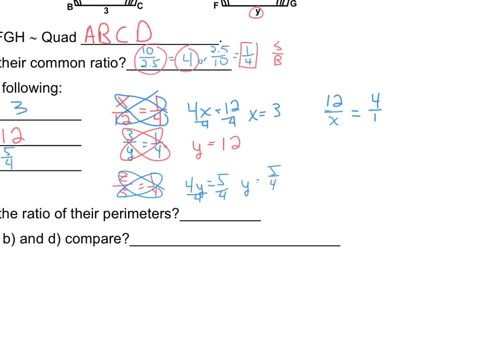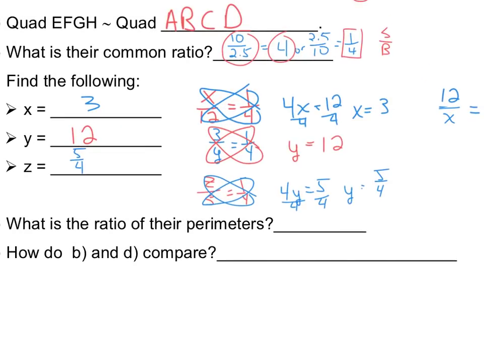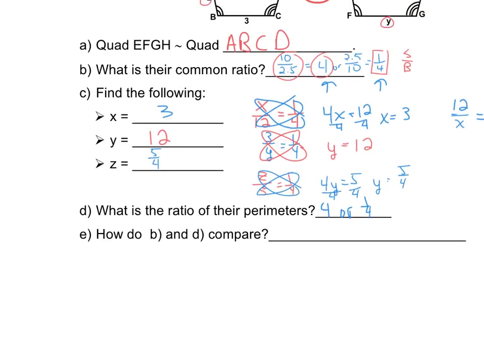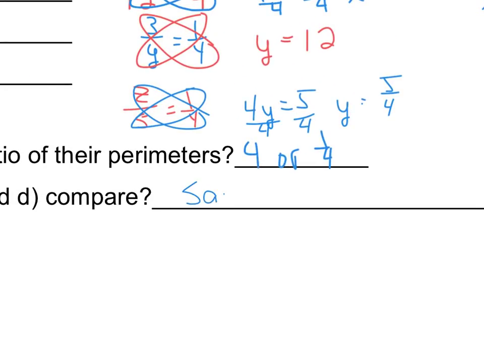Okay, sorry about that. It says, what is the ratio of their perimeters? Well, there's no reason to find the perimeters now. I know that the ratio of the perimeters is the same as the ratio we used up here. So it could be 4, or you could call it 1/4. And it says, how do your answers in B and D compare? Well, that's easy. They're the same. All right. Now, that's really the hardest type of question we have, is where they're missing sides. Be careful when you do your cross multiplication, because that's where people are going to screw up.